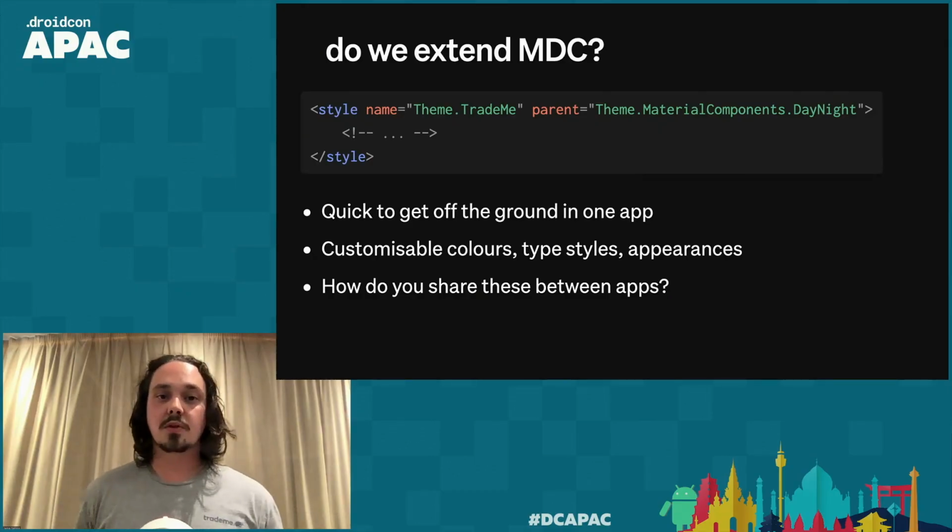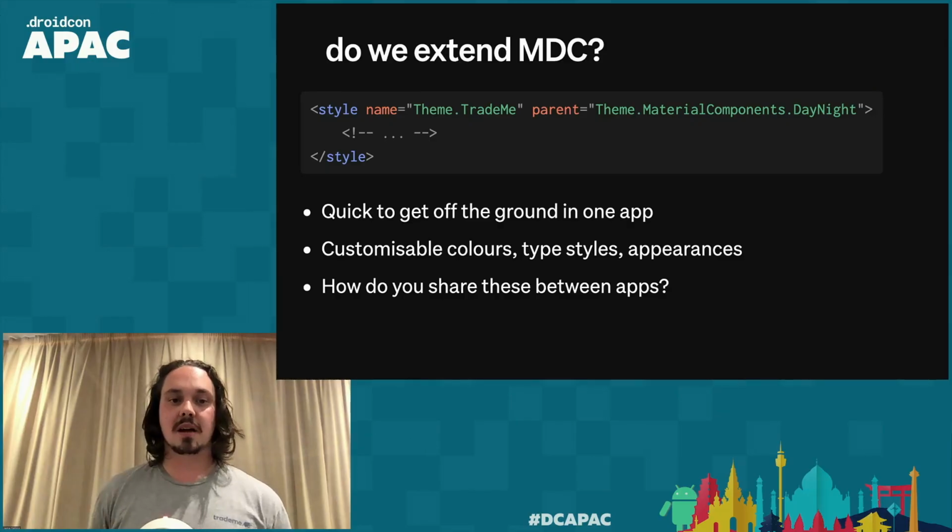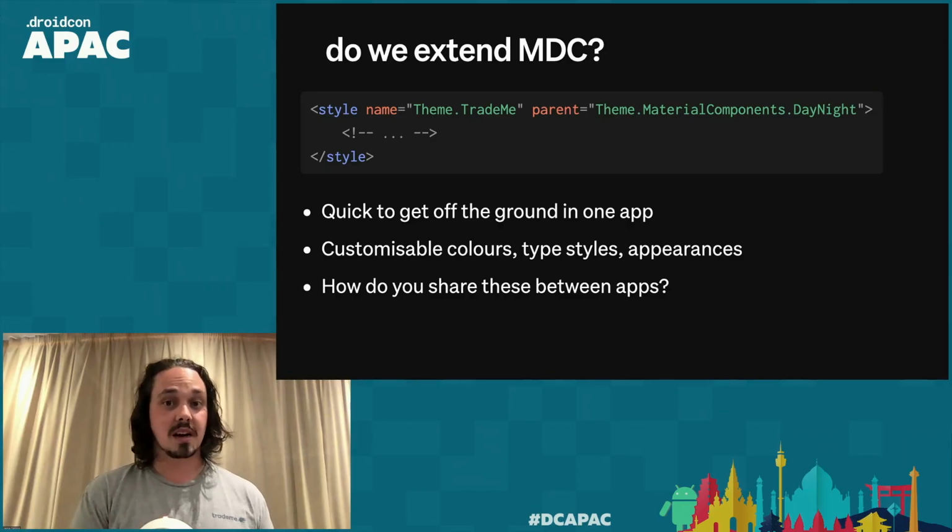So the base of all the material components magic that I talked about previously is really in the parent theme, and that enables all that theming magic that we talked about before. The first question that we had was, how do we easily share styles between Tangram and the apps? Do we just extend the material components theme in the app like this? And this actually has a couple of benefits. It's really quick to get off the ground doing it this way, and it still gives you all the benefits that we would have had previously, so things like customizable colors, text styles, appearances, you name it.